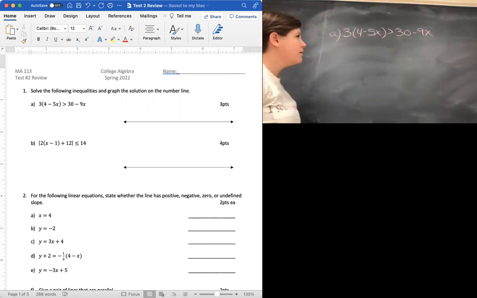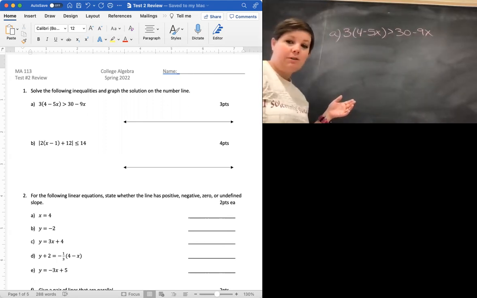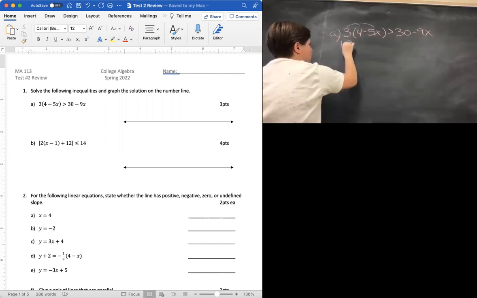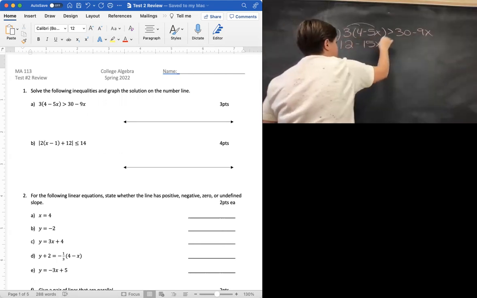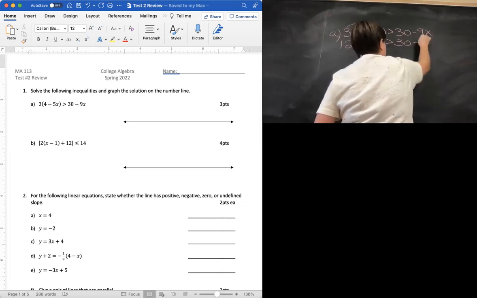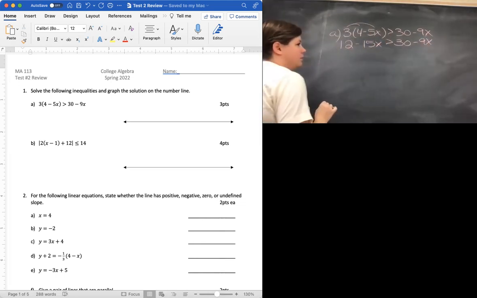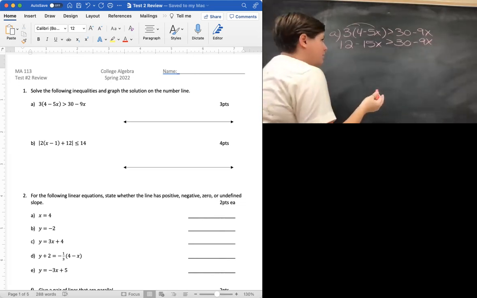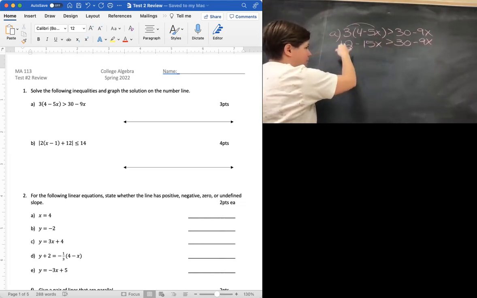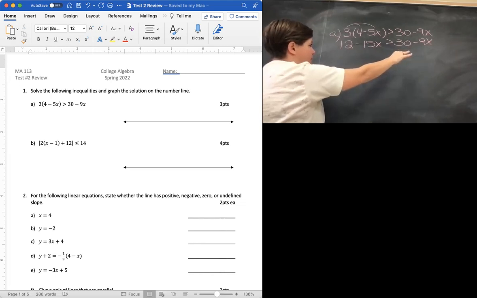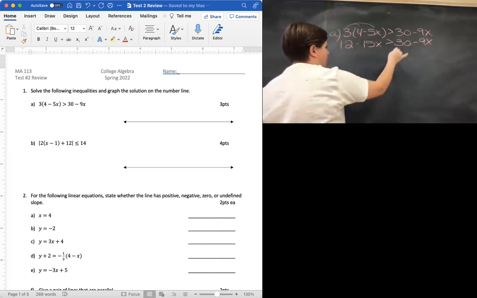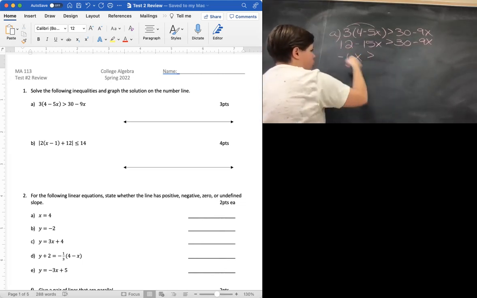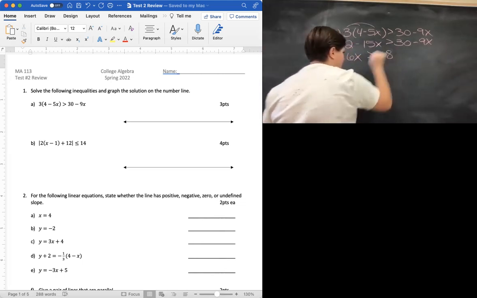So what you do here is we really work the problem just like we would if it was an equation. I'm going to distribute my 3 in, where it's 12 minus 15x is greater than 30 minus 9x. I'm going to get all my x's on the left and I'm going to move all my numbers over to the other side. So I'm going to add 9x over, which will give me a minus 6x. Then I'm going to subtract my 12 over, which will give me 18.